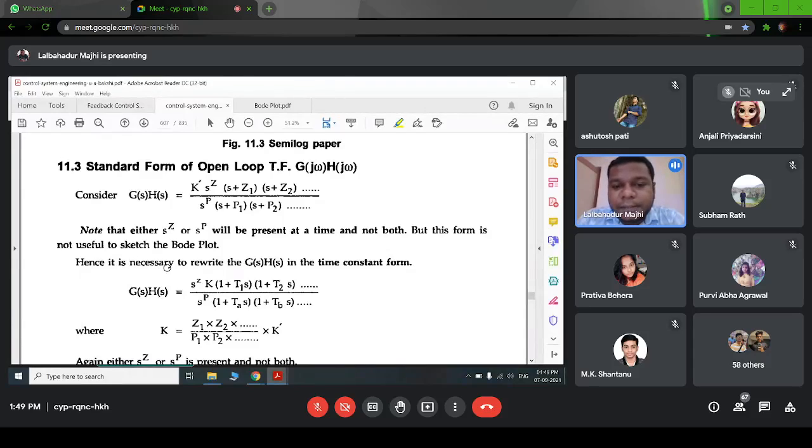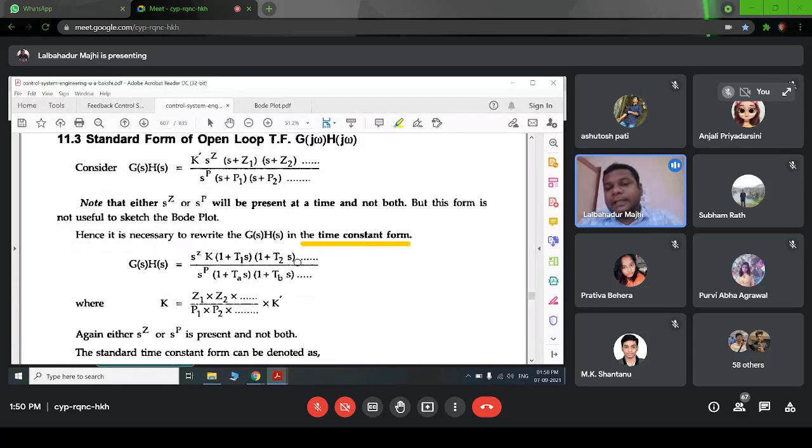So the Bode plot is drawn for the time constant form, okay? Because we have to identify the frequencies, and the frequency is 1 by the time constant. So we have to convert our open loop transfer function into a time constant form if it is given in the pole-zero form. Clear? Remember, the Bode plot will be drawn only after converting the pole-zero form into the time constant form.